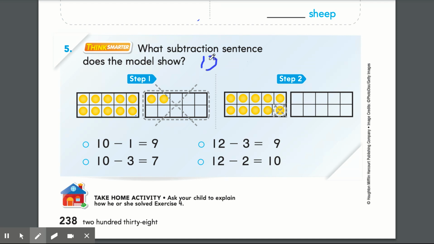And let's see how many counters they took away. Well, they took away 2, but is that all they took away? No, they took away 1 over here too. So 1, 2, 3. So they took away 3. And how many are left? 1, 2, 3, 4, 5, 6, 7, 8, 9. 12 minus 3 equals 9 is what is modeled in this picture. So I would bubble in that right here.